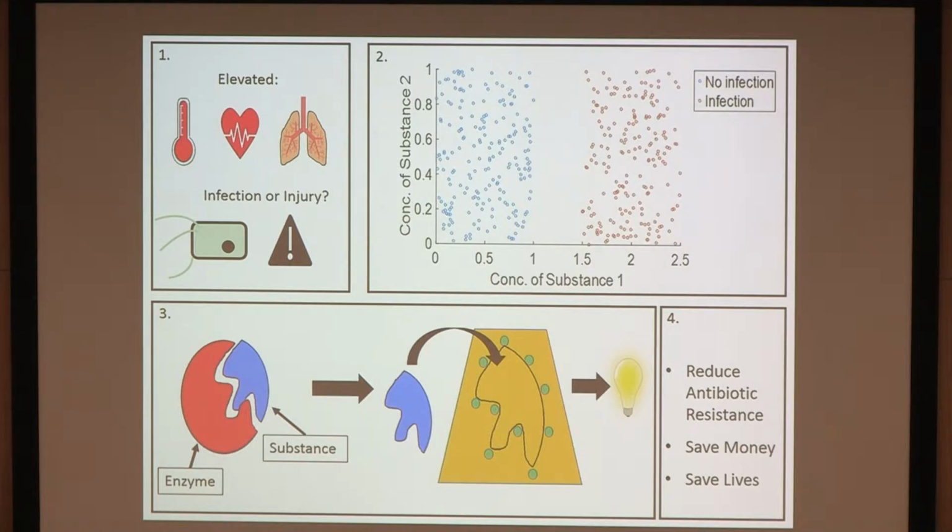I've been given a data set from the hospital which contains information about the substances in patients' blood. So if we look at the graph in part 2, we can clearly see, the blue circles are data from patients without infection, and the red circles are patients with infection. We can clearly see that an increase in the concentration of substance 1 diagnoses this infection. Sadly, this is just for illustrative purposes, and the data is not as nice as that.